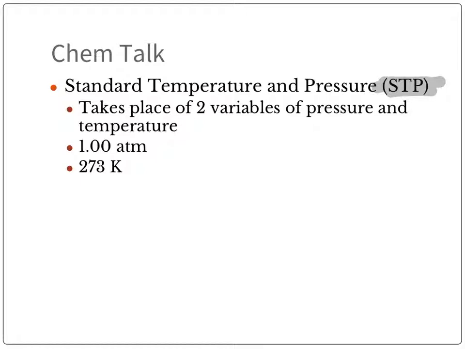The two variables of standard temperature and pressure are 1 atmosphere of pressure and 273 Kelvin. These pressures and temperatures are standard, meaning that they're the same all the time. Whenever someone or a problem says that a particular sample of gas is at STP, what they mean is it's at 1 atmosphere of pressure and 273 Kelvin. This will come up as you're doing the problems here in the future.